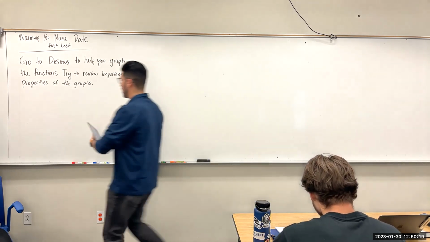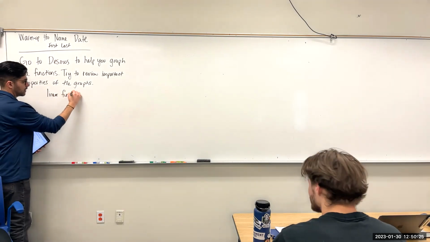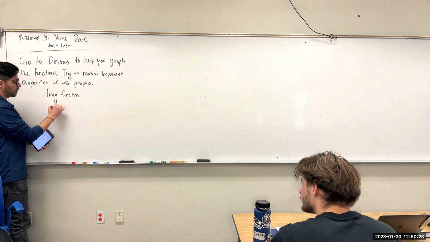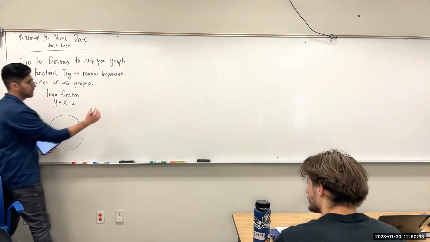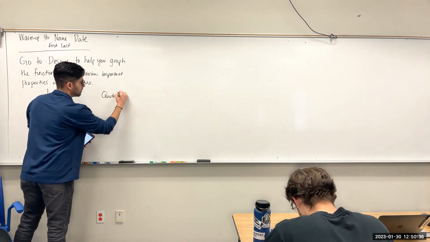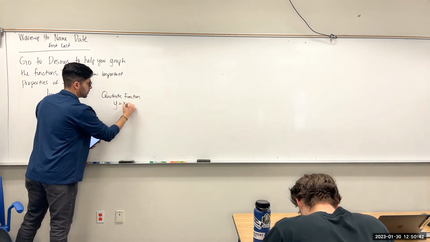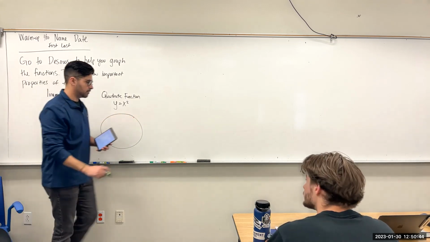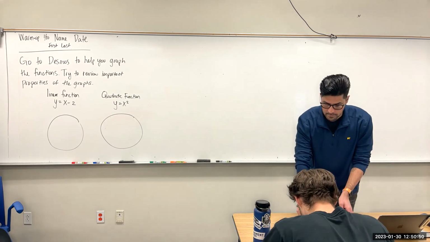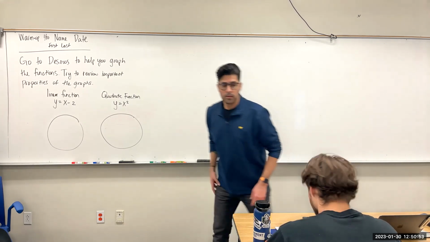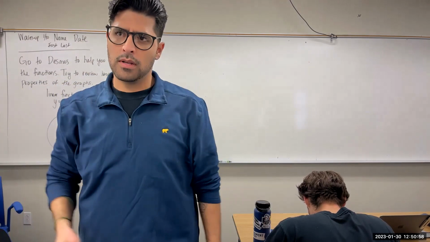Okay, so here's the way I want you guys to graph. I want you to do a linear function, and graph right below that this function, y equals x minus 2. And then we have a quadratic function. Do y equals x squared, and then do the graph right below it. You can plot a few points if you want, but I want the curve of the graph.